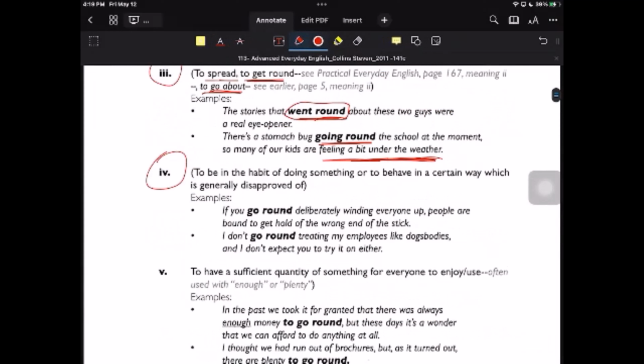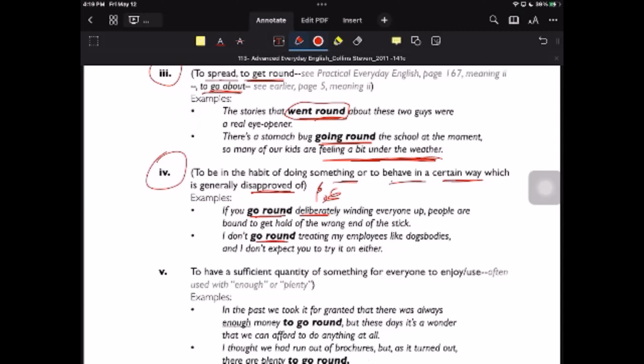Meaning number 4, to be in the habit of doing something or to behave in a certain way, which is generally disapproved of. If you go around deliberately, in Arabic "amdan" or "qasdan", winding everyone up, people are bound to get hold of the wrong end of the stick. So to go around means the habit of doing something or behaving a certain way.